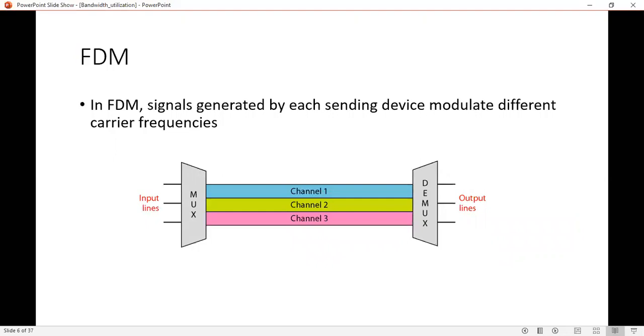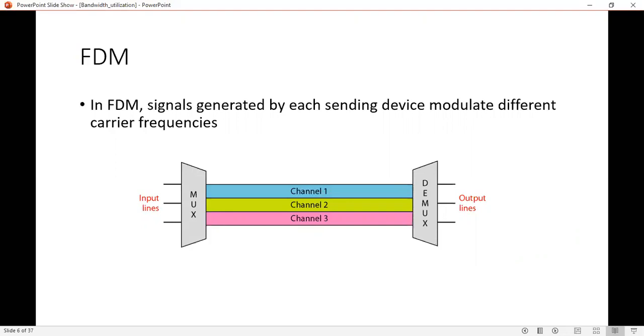Next is frequency division multiplexing. In frequency division multiplexing, signals generated by each sending device modulate different carrier frequencies, as shown in the diagram. This is an analog technique, and it has some guard bands to prevent signals from overlapping. We will see about these guard bands in the next slide when we discuss the problems.